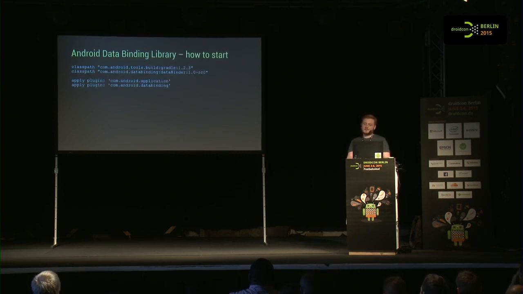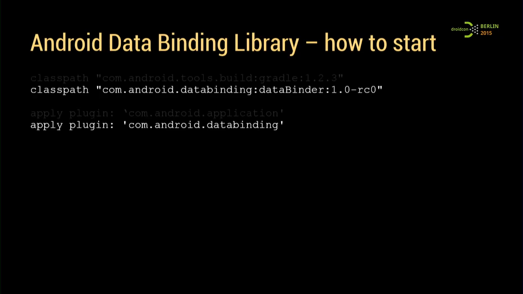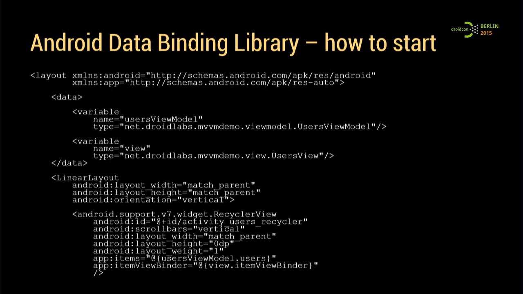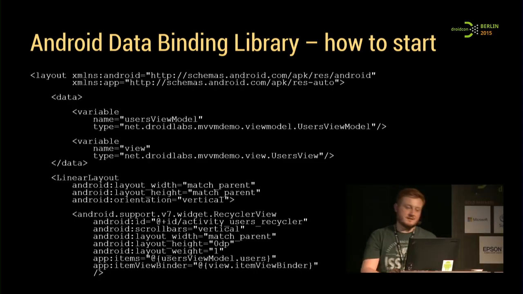If you want to use it, we need to add a plugin to our Gradle, which is data binder, and apply this plugin in our app Gradle build file. And what is really important for us is that now the layout of the XML file will change.